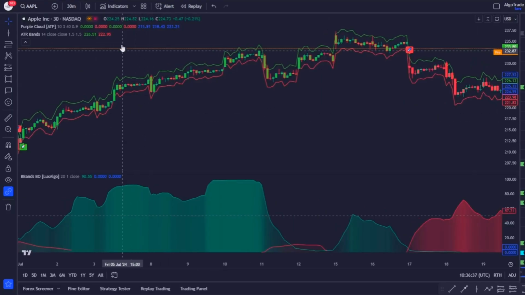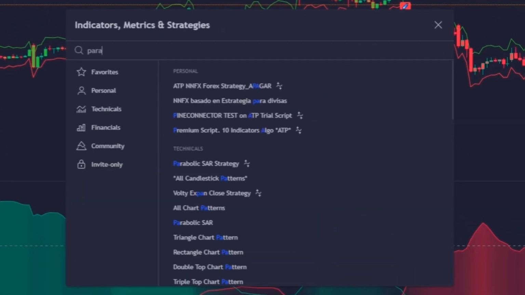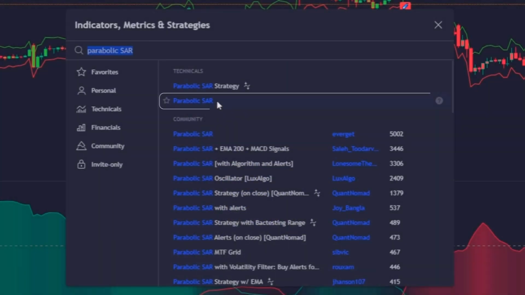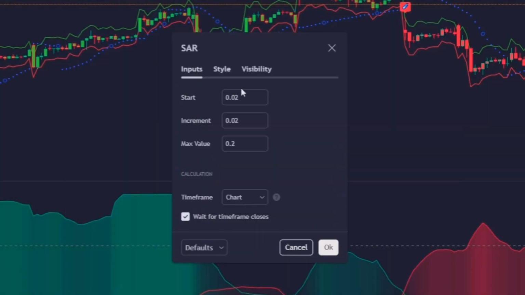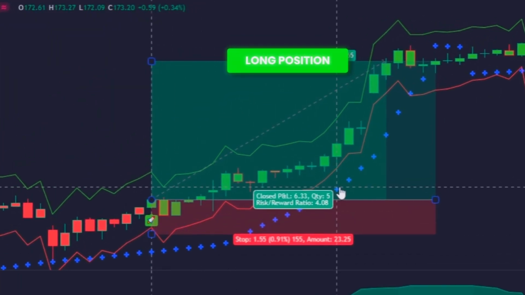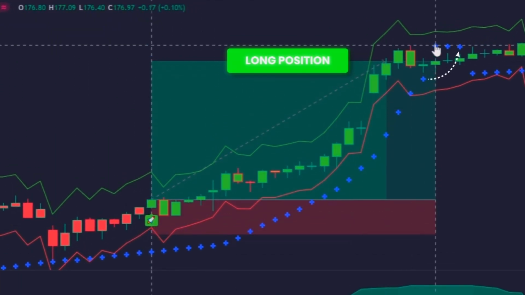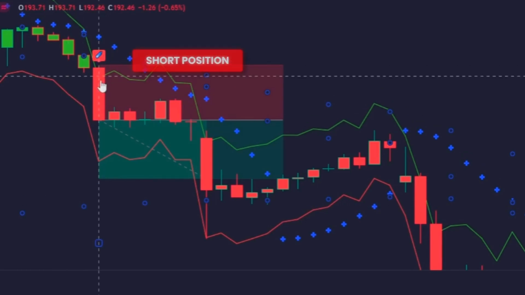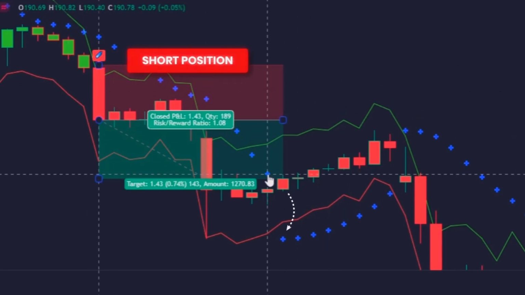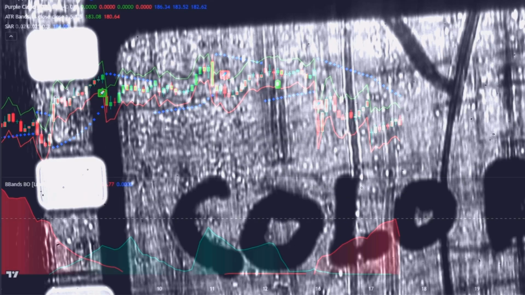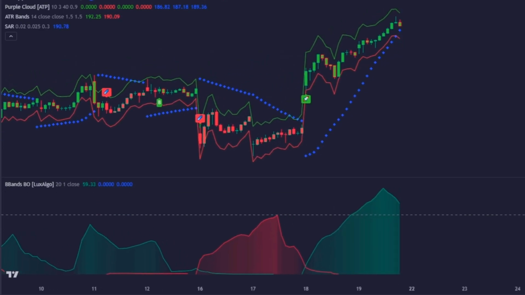And finally, the third exit possibility is linked to our final indicator, which is the exit indicator parabolic SAR, with the settings 0.02, 0.025 and 0.3. If during a long position the parabolic SAR dots flip from below to above the price, we should close our trade. And if during a short position the dots flip from above to below the price, we should exit the trade. And these are the rules for the stock trading strategy.